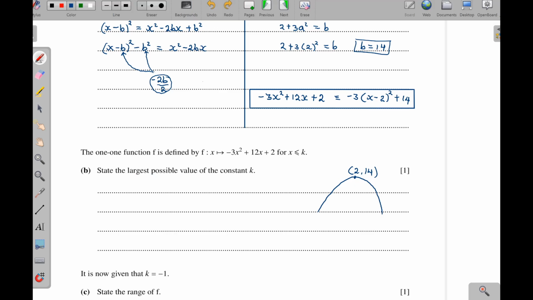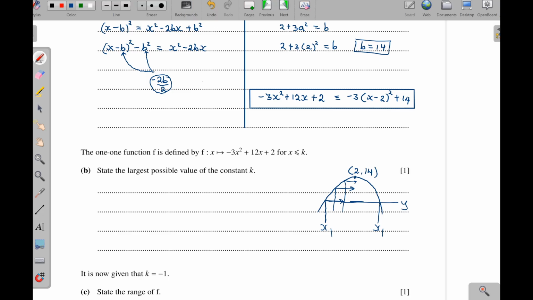So they say state the largest possible value of the constant k, and they say this one is a one-to-one function. For a one-to-one function, each x value has one y value, okay? One y value, one y value. But this one, which is n-shaped, an x value here will correspond to a y value, but there is also another x coordinate here. So x1 and then x2, they will give us one y value there. You see that?